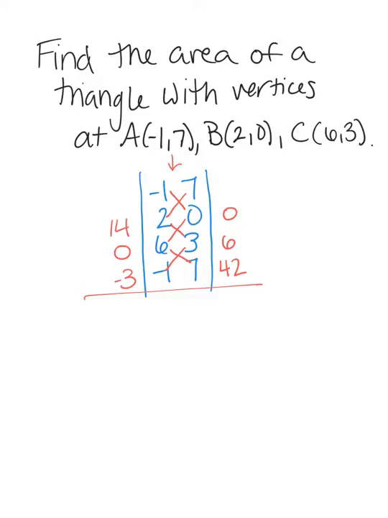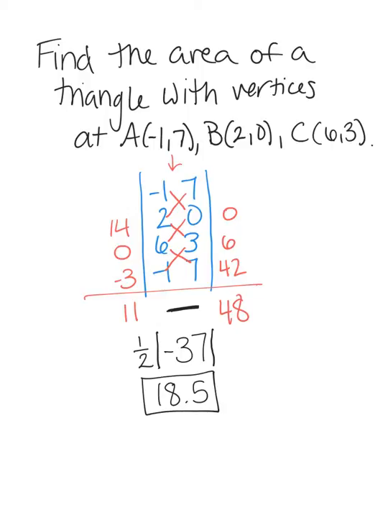So after I get these numbers, I'm going to add each column. So 14 plus 0 plus -3 is 11. 0 plus 6 plus 42 is 48. And then we subtract these two numbers, which is -37. Obviously, we can't have a negative area in a triangle that exists. So we take the absolute value of that, and we're going to cut it in half. So this ends up being 18.5 for the area of this triangle.